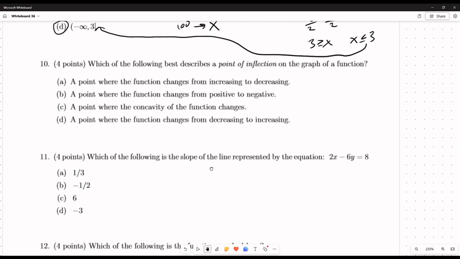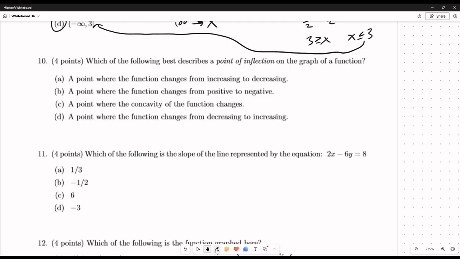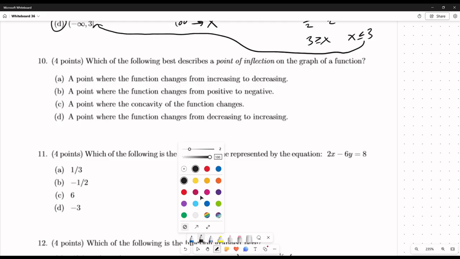All right. What is an inflection point? That's where concavity changes. That's all you really need to know there. So which of those say this? Point where the concavity of the function changes? There we go.